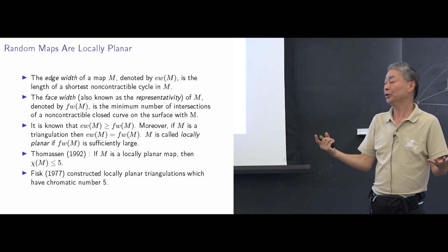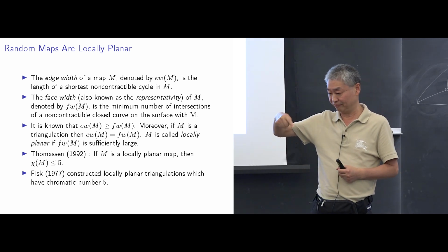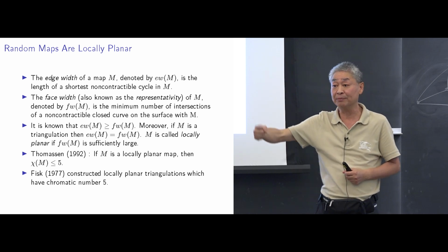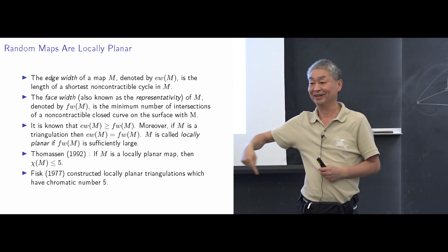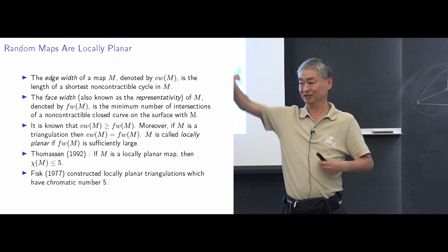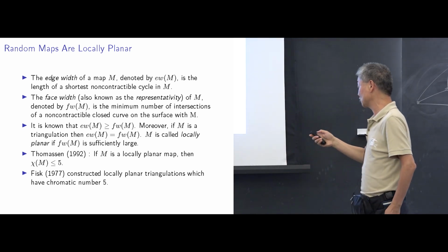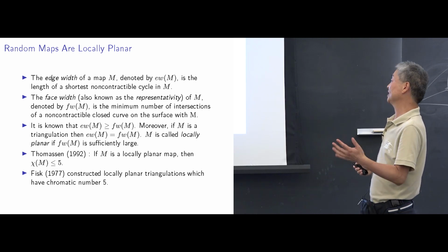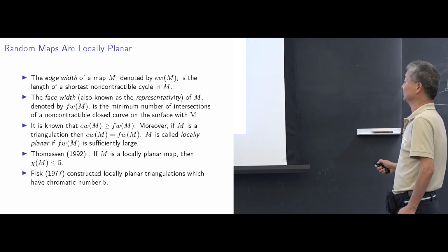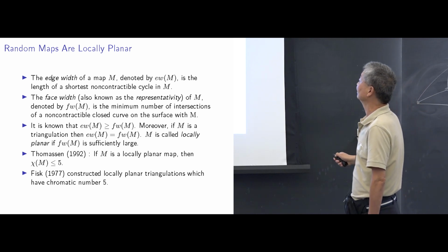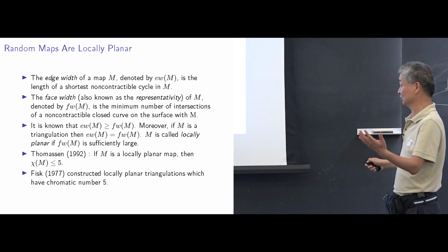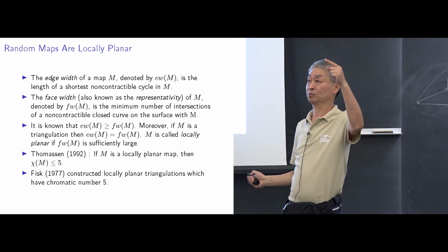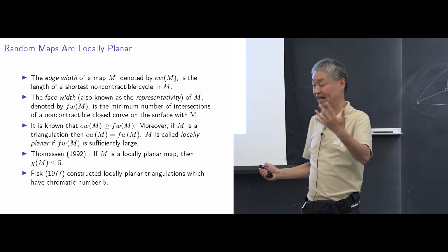Intuitively it means that if you walk along the graph, if you want to get the non-planar piece, you have to go further away, right? Non-contractible cycles only appear when you go further away. So such maps are called locally planar. Now, of course, there are 2 notions to quantify local planarity. One is the so-called edge width, the one I just mentioned. You look at the shortest non-contractible cycle in the graph. It has to be large.